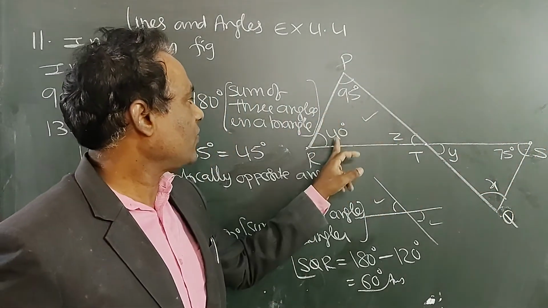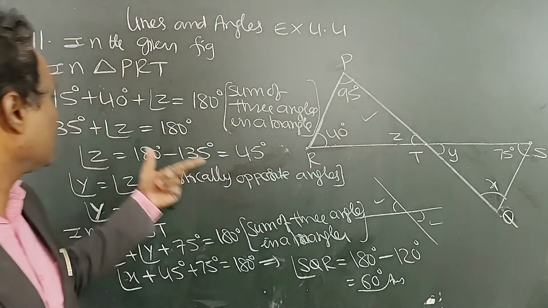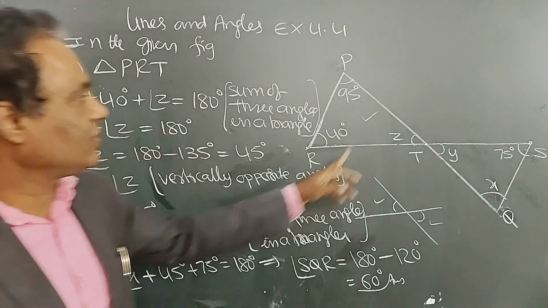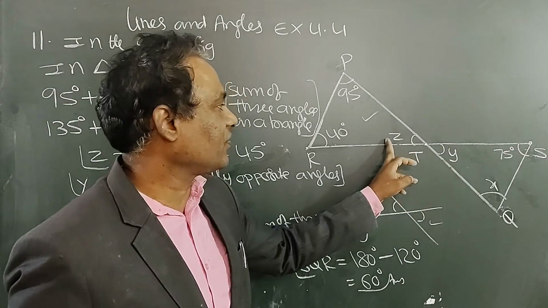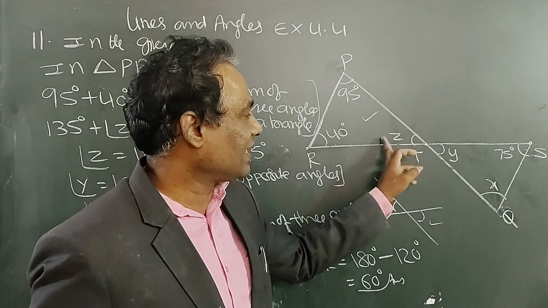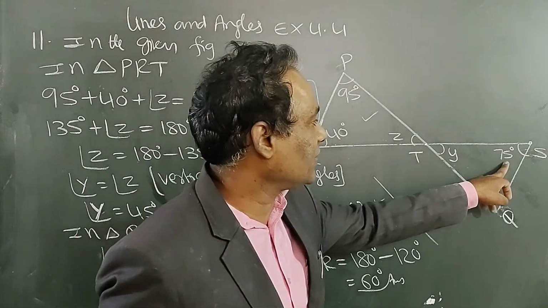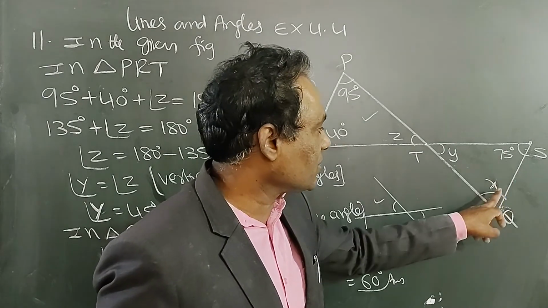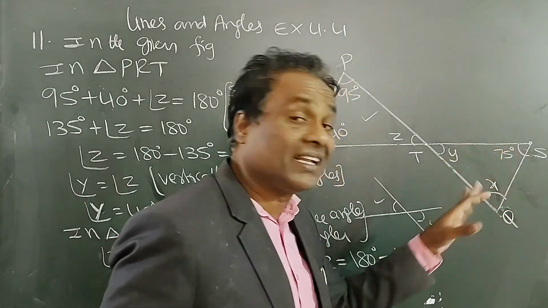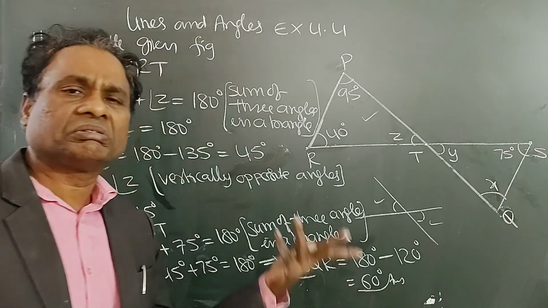Sum of three angles: 40 plus 95 plus Z is equal to 180. So Z is equal to 15. Z is 45 means Y also 45, vertically opposite angles. This is 45 plus 75, 120. 120 means this should be 60, so that sum of three angles is 180 degrees. So 60. Simple.